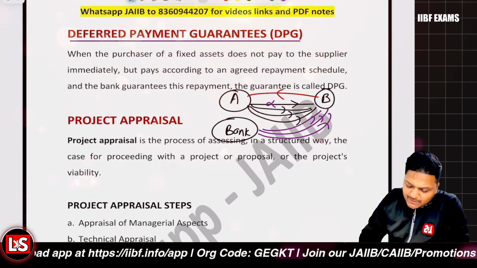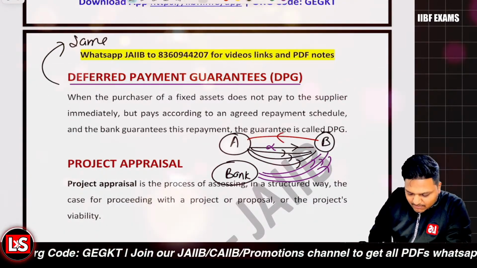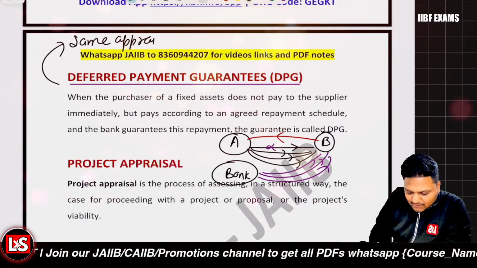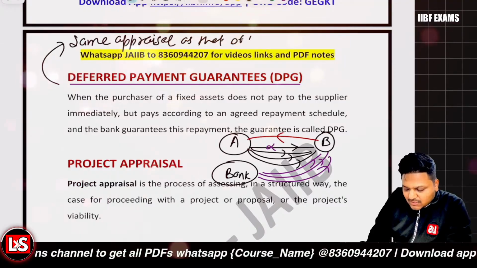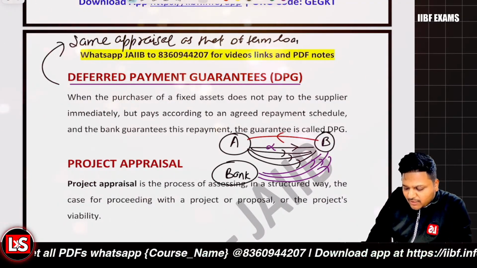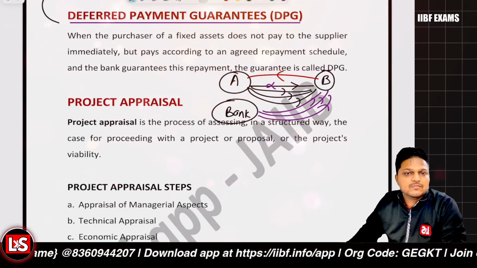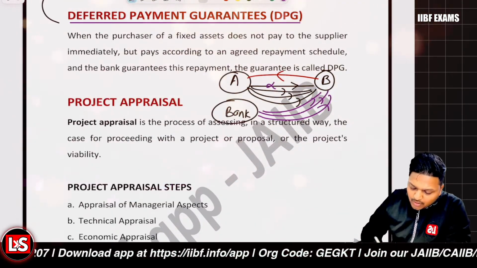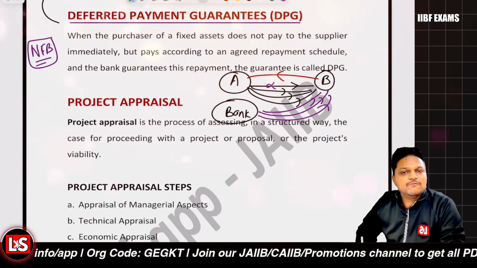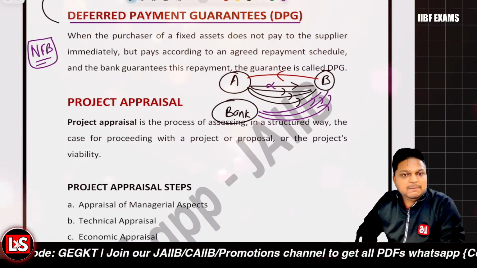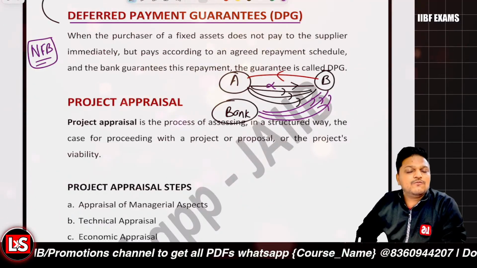Now, the appraisal of the DPG and the term loan is all same. So we can simply say same appraisal as that of the term loan, because in this scenario also you have to appraise over a longer duration. And this is a non-fund based facility. The term loan is a fund based facility, but the DPG is a non-fund based facility. Bank is going to charge the commission for issuing the DPG.